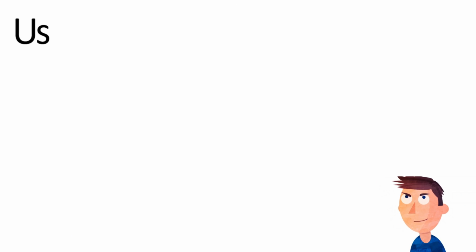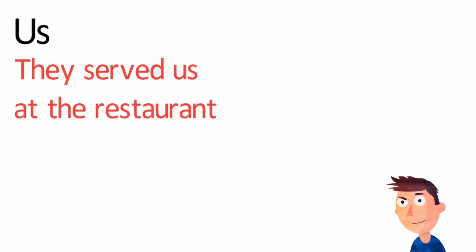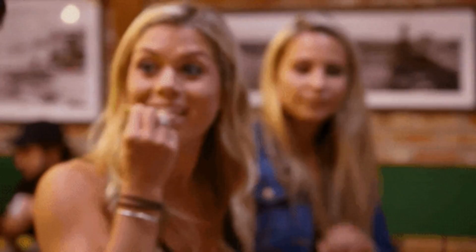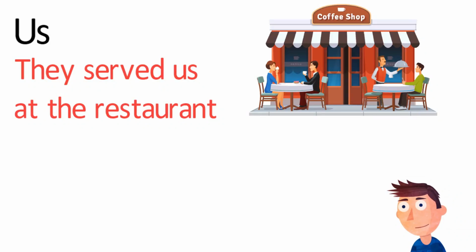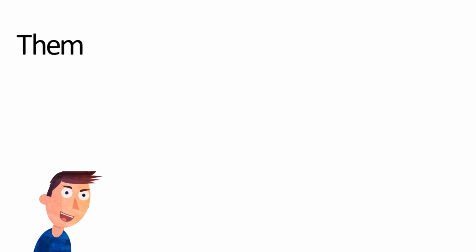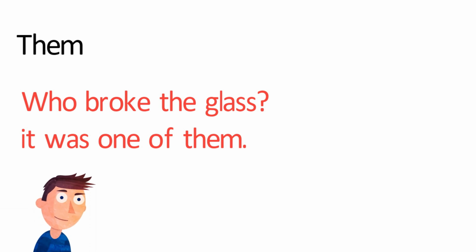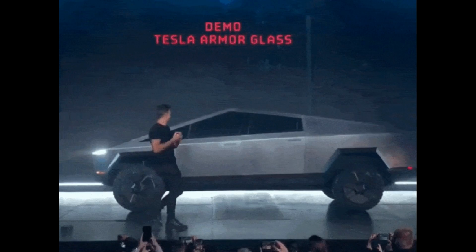Us, when we receive an action as a group. Like, they served us at the restaurant. Them, when a group I'm not included in receives the action. Like, who broke the glass? It was one of them.